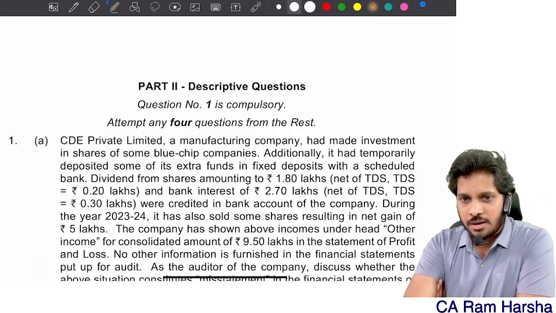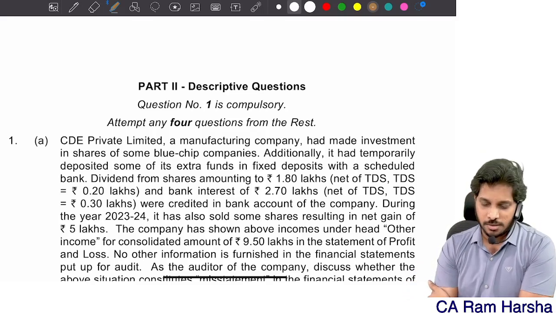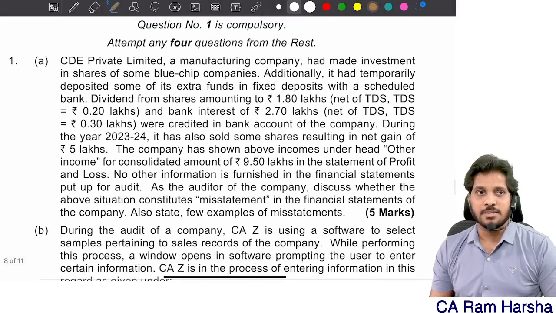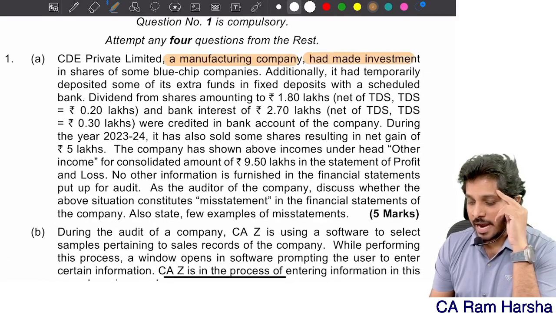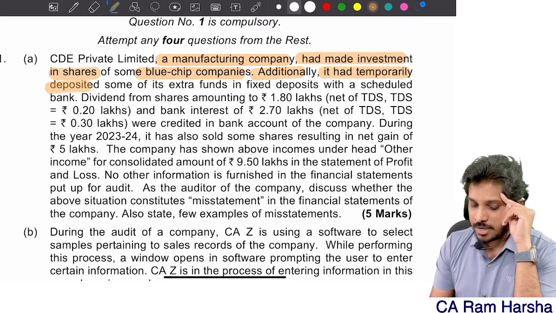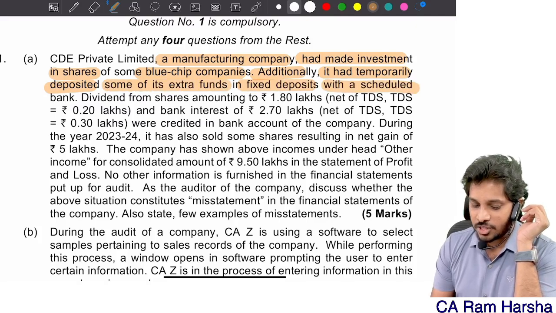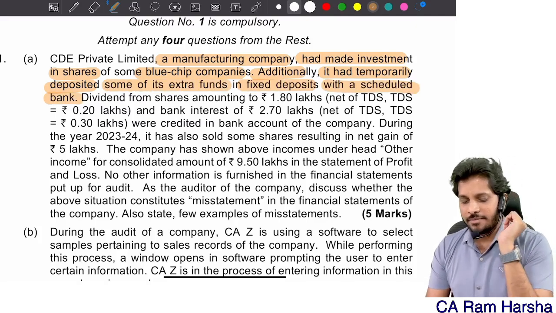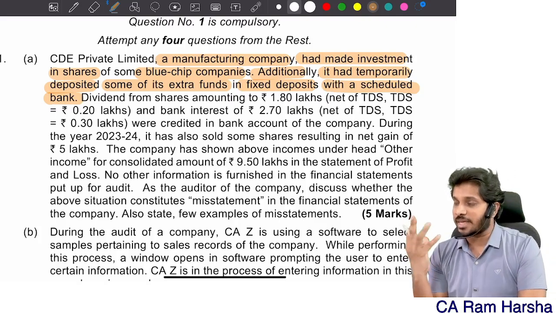So let's begin MTP discussion 2, the descriptive portion. CDE Private Limited, a manufacturing company, had made investments in shares of some blue chip companies. Additionally, it had temporarily deposited some of its extra funds in FDs with Schedule Bank. So it's a manufacturing company, made investments in some companies, and additionally it also had some extra funds, so they deposited in bank.